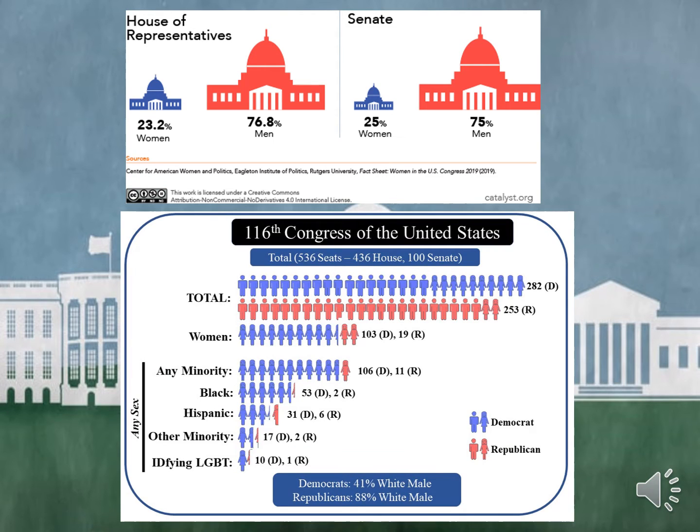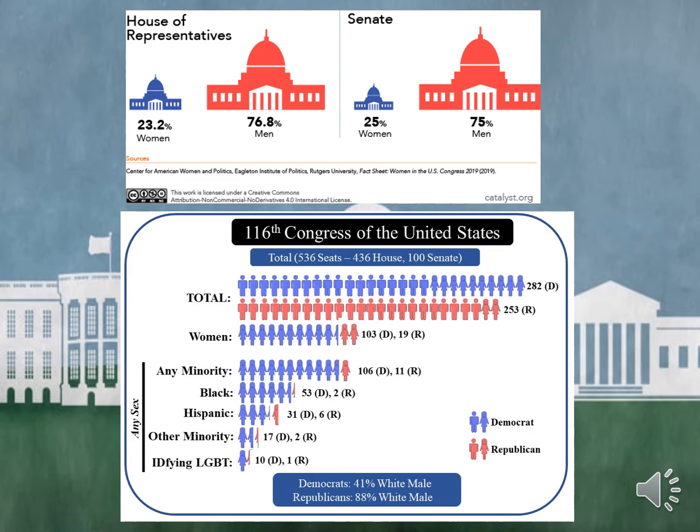Let's look at representation of the people in Congress. The average age at the beginning of the 116th Congress was 57.6 years for representatives and 62.9 years for senators. The US Constitution requires representatives to be at least 25 years old when they take office. The youngest representative in the 116th Congress and the youngest woman ever to serve in Congress is Alexandria Ocasio-Cortez, who is a Democrat from New York, who was 29 at the beginning of the 116th Congress.